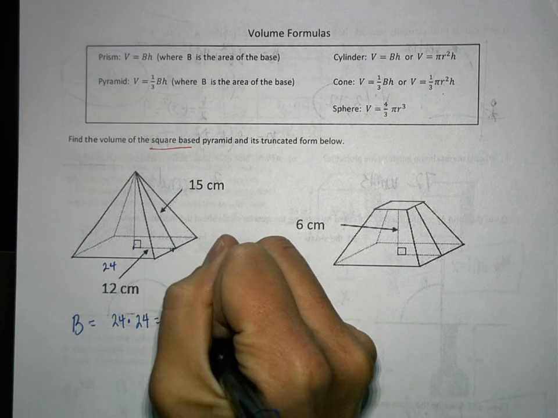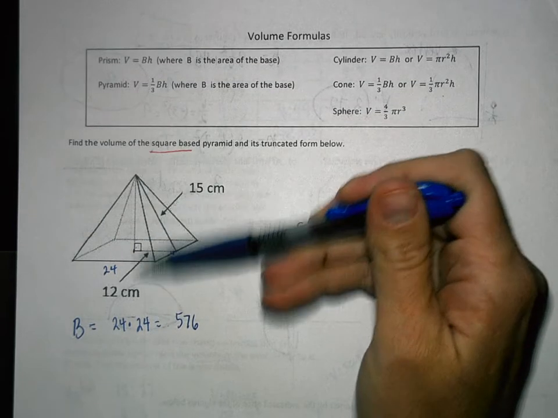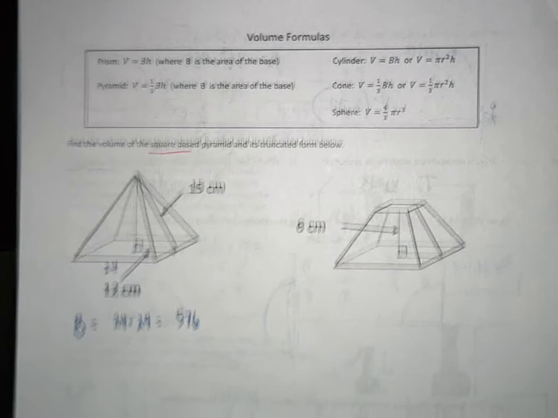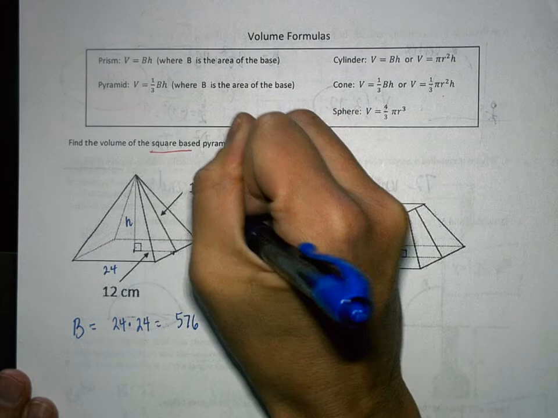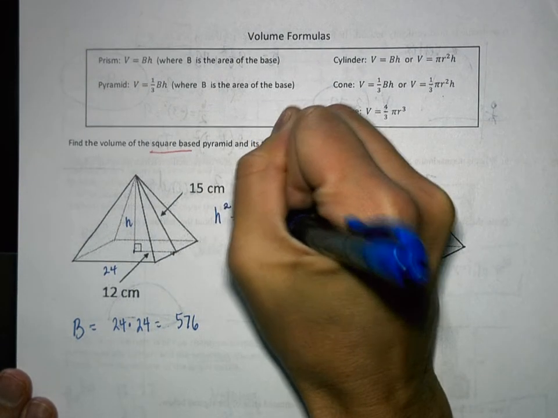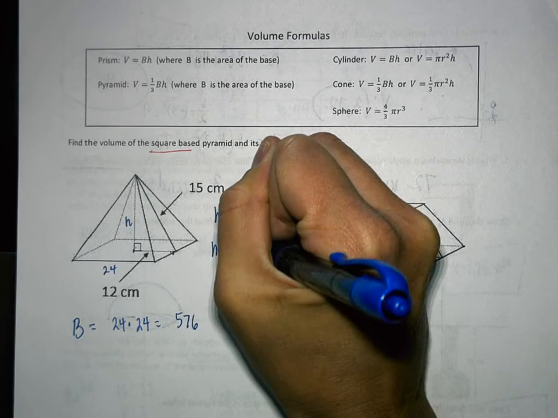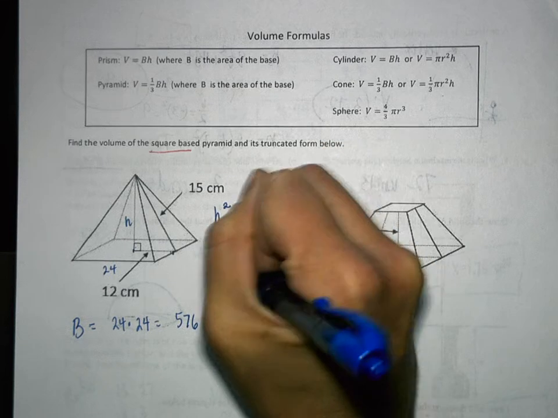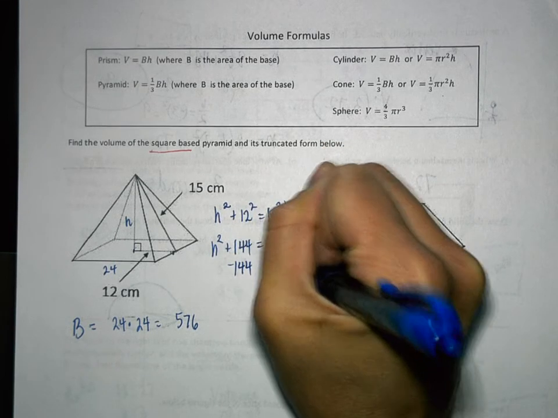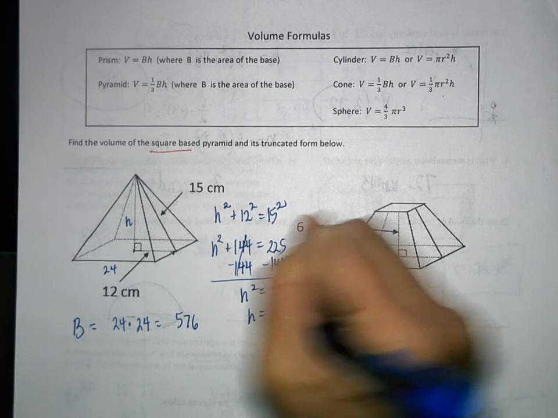Good. Then we have to take that and multiply it by our height and then 1/3. Well, do I know what my height is? How do I find it? Good. We're just going to call this h. So h squared plus 12 squared equals 15 squared. h squared plus 144 equals 15 squared, which is 225. You subtract 144 from both sides. h squared equals 81, which means h equals 9.